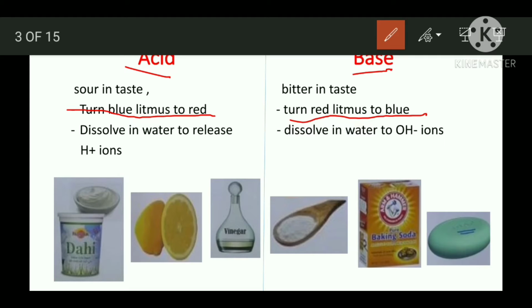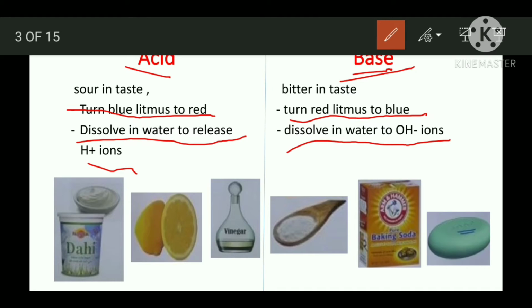And here, if we dissolve that chemical in water, and after dissolving, if it releases H plus ions, then it is an acid. But if it releases OH minus ions, then it is a base.